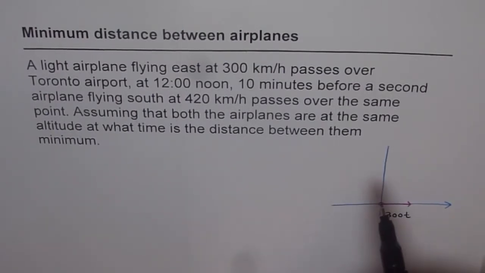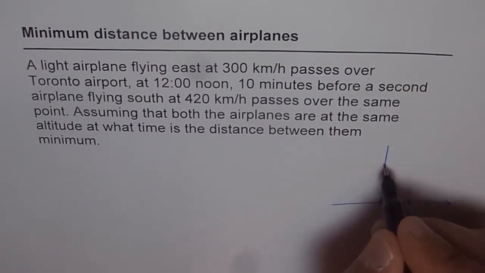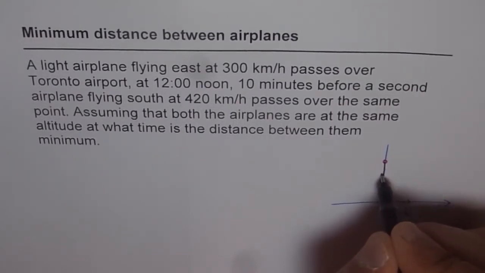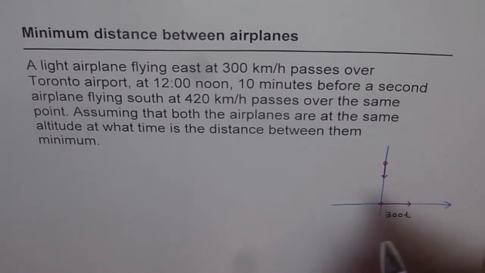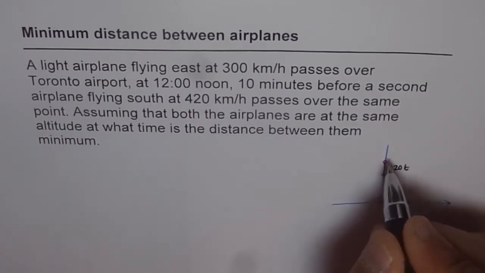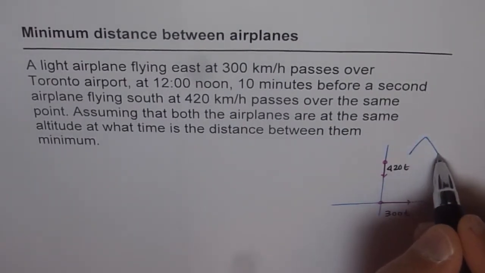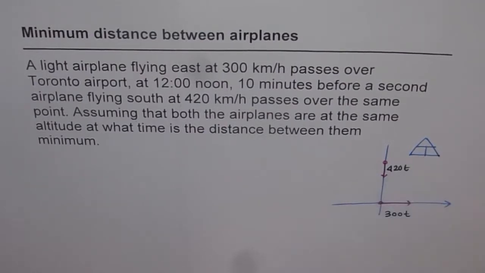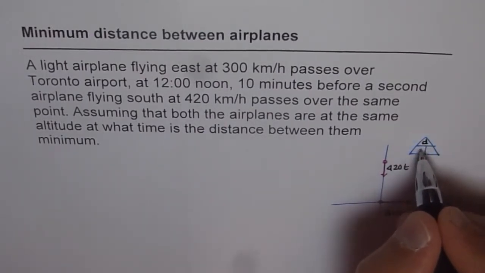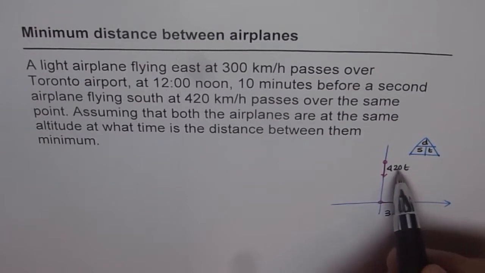On the other hand, there's another plane which is flying south, which reaches this point 10 minutes after. So it must be a bit away 10 minutes before this one crosses Toronto Airport. So let us assume that it is at this location, and the second plane is flying south at the rate of 420 kilometers an hour. So with time t it covers 420t, right? Distance is speed into time. So remember your triangles: whenever you do distance, speed, time, make a triangle on the side. Distance is the product of speed and time. Speed is 420 kilometers an hour, time is t, so that is the distance covered.